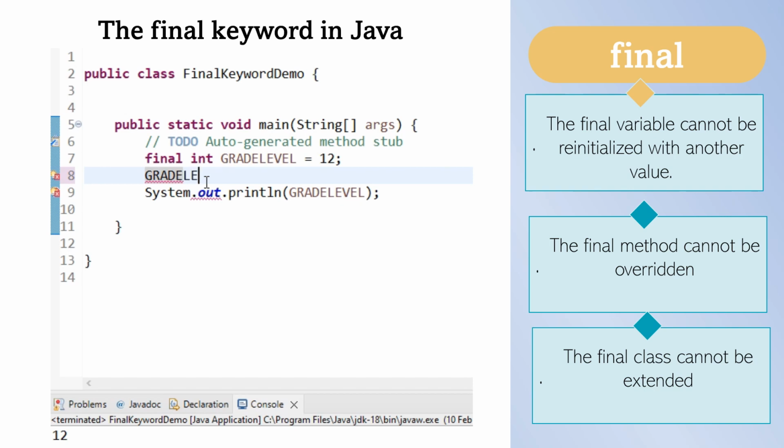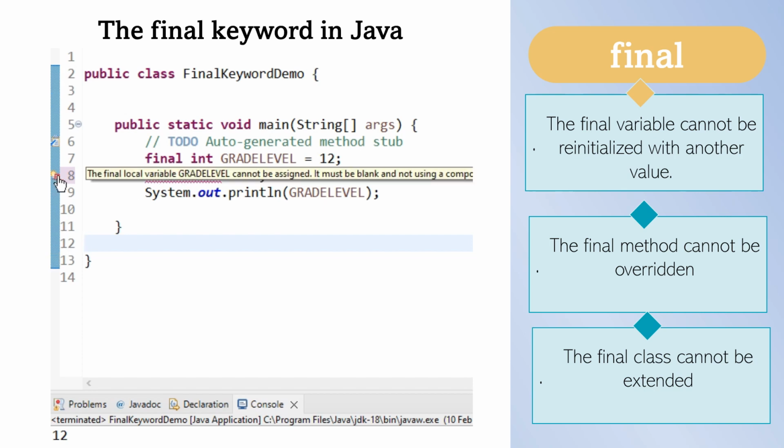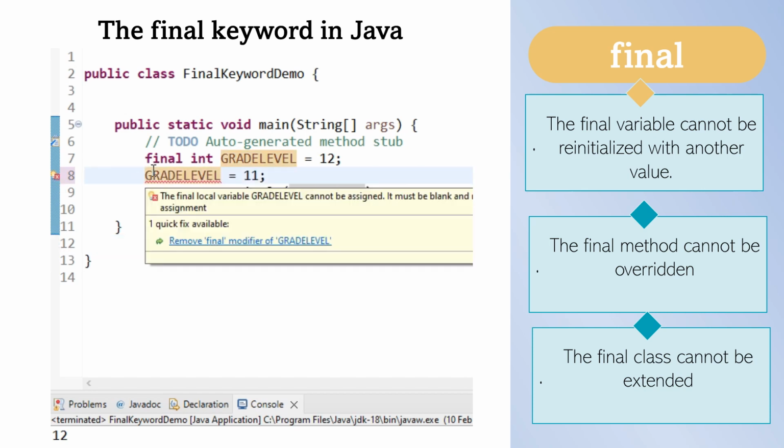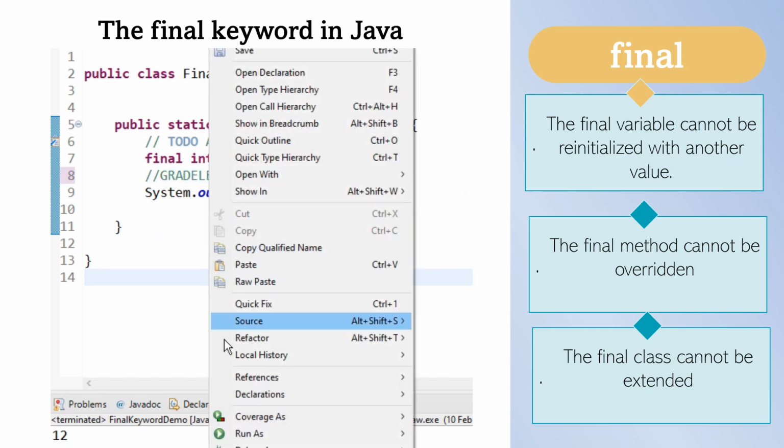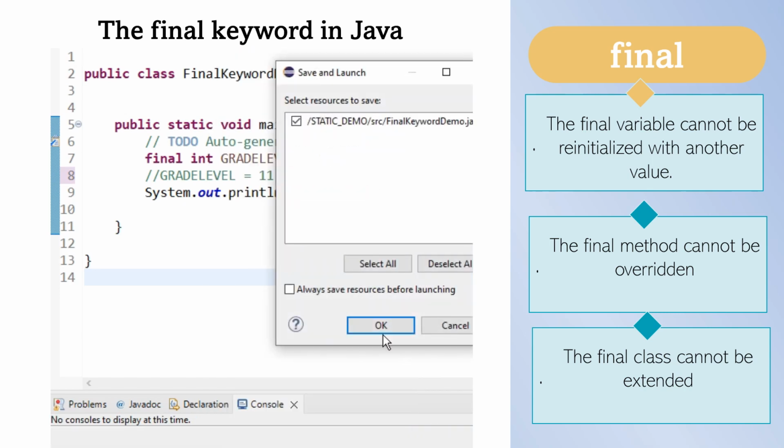GRADE_LEVEL is equal to 11. If I'm going to reinitialize, look what will happen. There is an error. Now, the final local variable gradeLevel cannot be assigned. It must be blank and not using a compound statement. So, hindi siya pwede talagang ma-reinitialize. So, yeah. Okay? So, let's run the program. So, that's it.